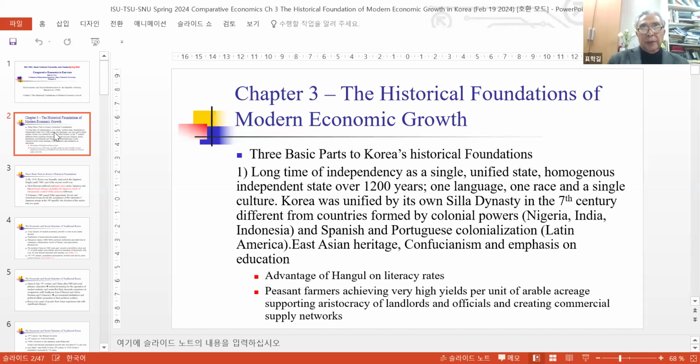Nigeria, India, Indonesia were formed through Spanish and Portuguese colonialization. Korea's East Asian heritage, Confucianism, and emphasis on education were characteristics of the Silla dynasty through the Lee dynasty, Korea's independence. There was the advantage of Hangul, the Korean language, on literacy rates, and peasant farmers achieving very high yields per unit of arable acreage, supporting an aristocracy of landlords and officials, and creating commercial supply networks.